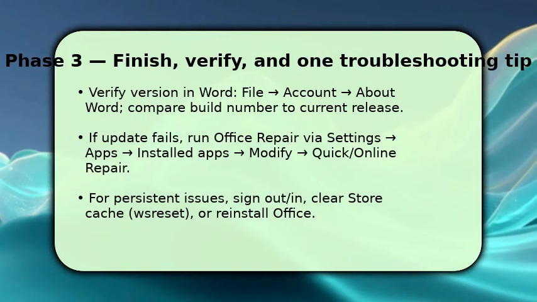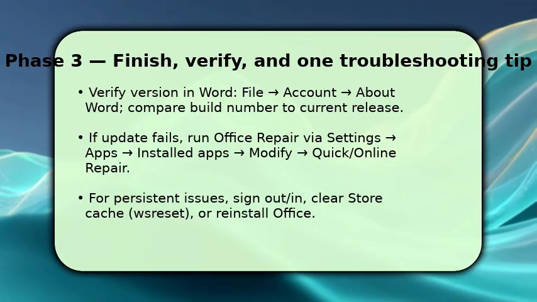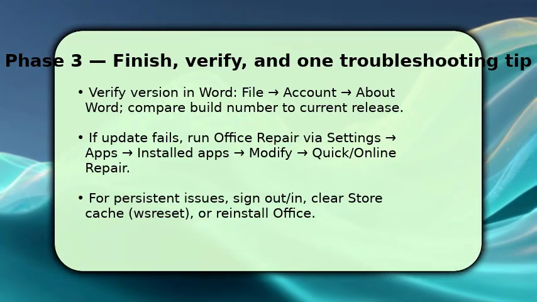You finish by confirming the update succeeded. Open Word, go to File → Account, and read the About Word build number. This tells you which features or fixes are available.